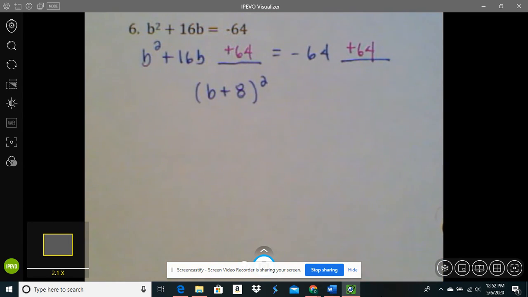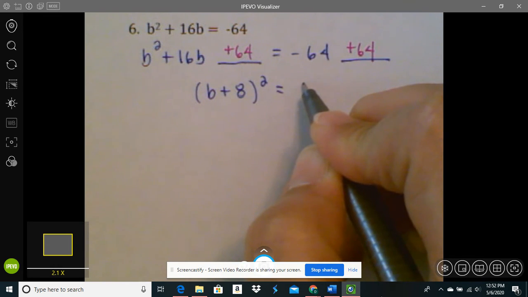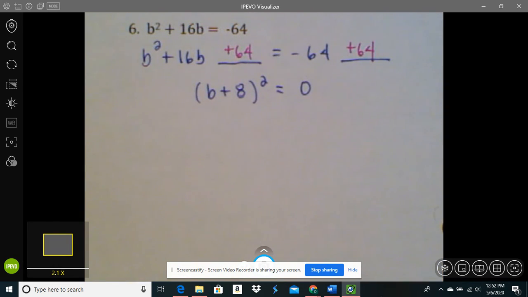All right, Robodeer, this one is weird. (b + 8)² = 0. I'm still going to do the same thing that I did a minute ago. I'll take the square root here. I'll take the square root here.